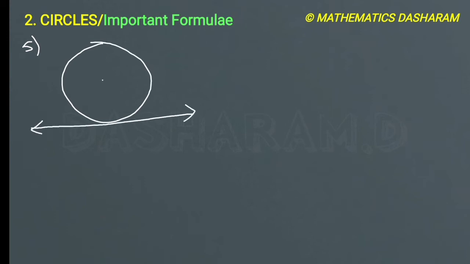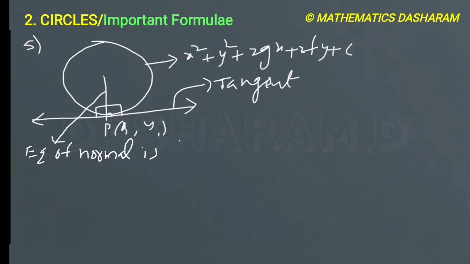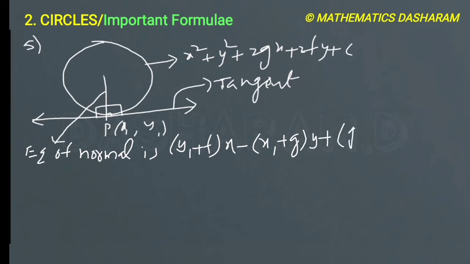Next, the fifth formula. Here is a circle and a tangent, and here is the center. Let's take a point P(x1, y1) on the circle. A line through the point of contact P and perpendicular to the tangent is called a normal. So the equation of the normal is (y1 plus f) into (x minus x1) minus (x1 plus g) into (y minus y1) equals 0.